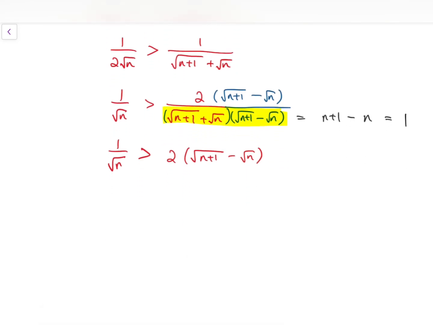And I'm going to do this kind of inequality repeatedly and add them up together. On the left, I'm going to add such inequalities taking n equals 1, 2, 3, 4 all the way up to 80. And this should be larger than 2 times the summation of square root of n plus 1 minus square root of n from n equals 1 to 80.